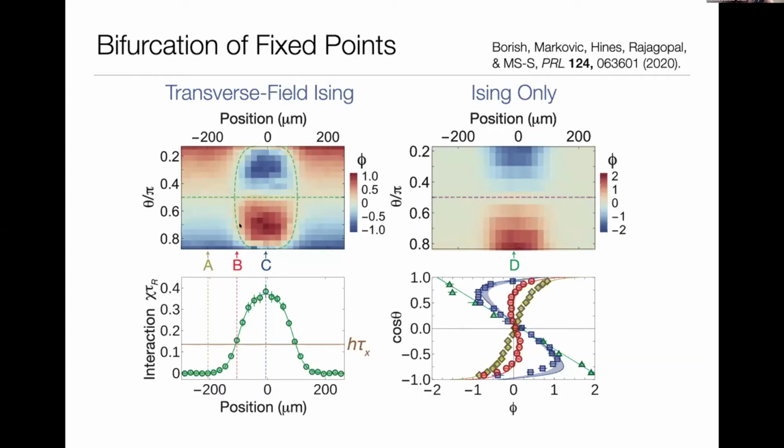And I think this nicely illustrates, again, this optical control of the interactions, that just by introducing a spatially inhomogeneous laser field, we can realize a system that over here is in the ferromagnetic, but over here is in the paramagnetic phase.